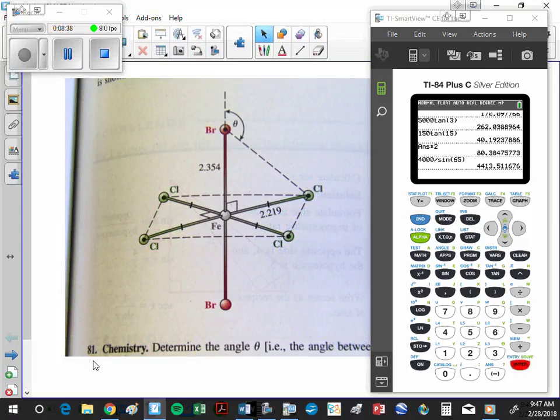All right, number 81. The structure of molecules is critical to the study of materials science and organic chemistry and has countless applications to a variety of interesting phenomena. Trigonometry plays a critical role in determining the bonding angles of molecules. For instance, the structure of dibromotetrachloroferrate(III) is shown in the figure below.